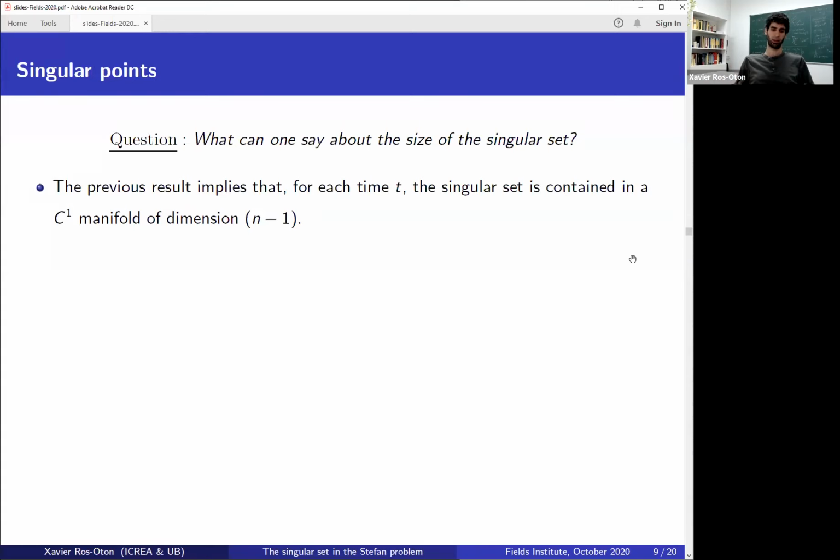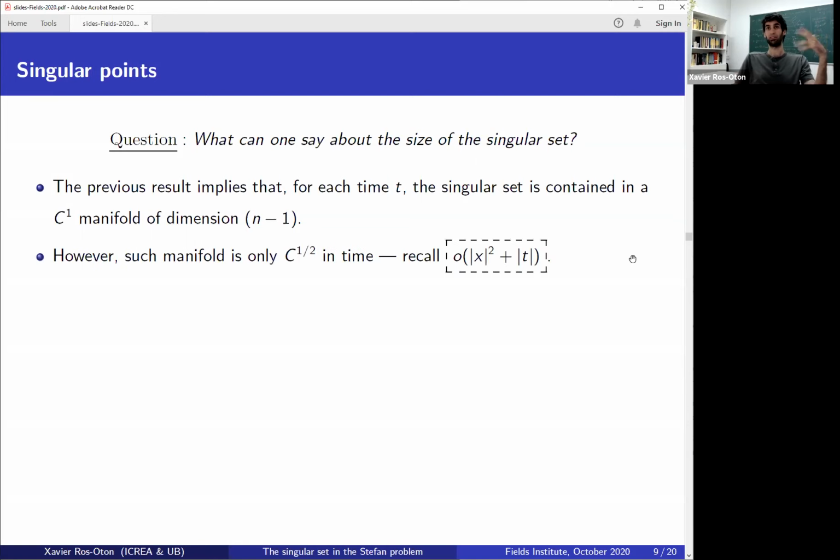Okay, and this is still sharp. So you have examples in which, for only one time, the singular set is really n-1 dimensional for one fixed time. So this is already, in a sense, a sharp theorem. But this is not telling you what is the size of the singular set in spacetime.